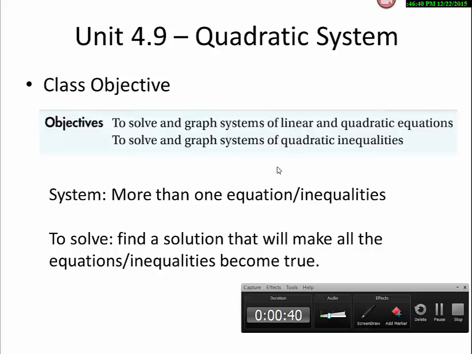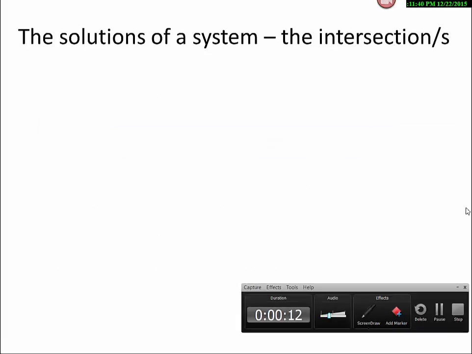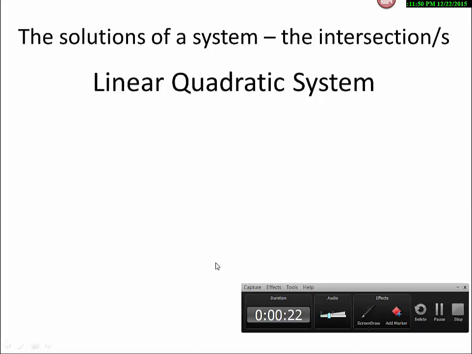Next, to solve. When you are asked to solve a system, it means you have to find solutions that will make all the equations or inequalities in the system become true. When you are asked to look for the solutions of a system, you are basically looking at the intersections of the equations inside the system. So first, let's take a look at the linear quadratic system.